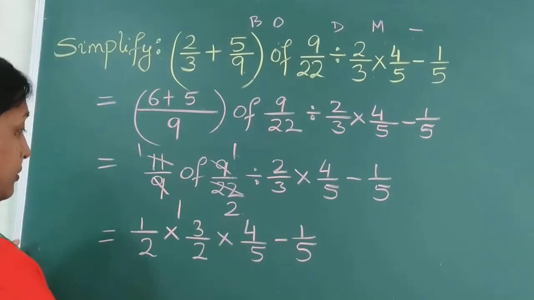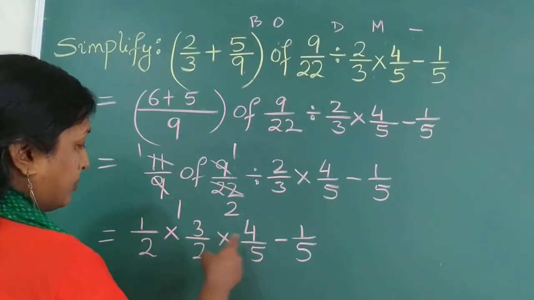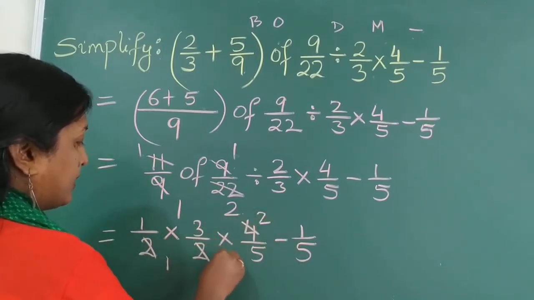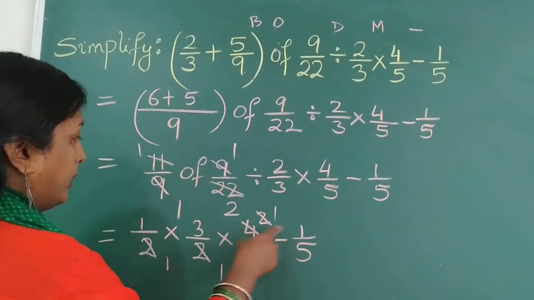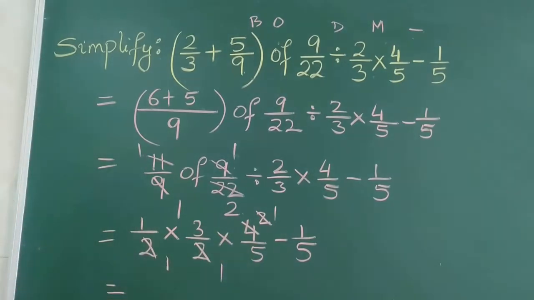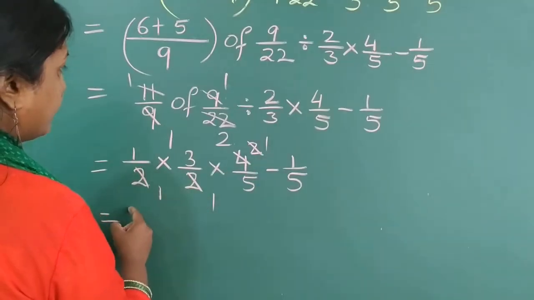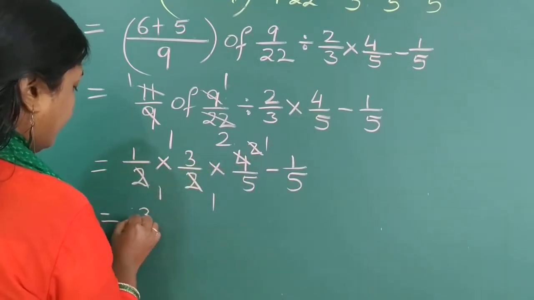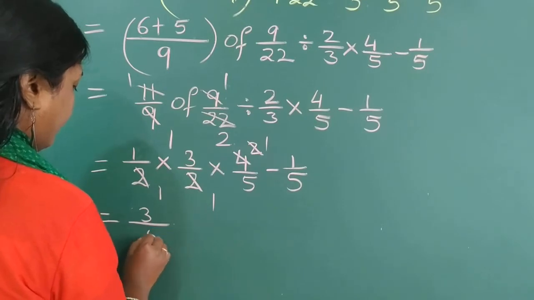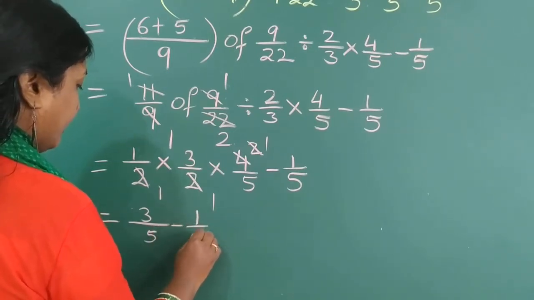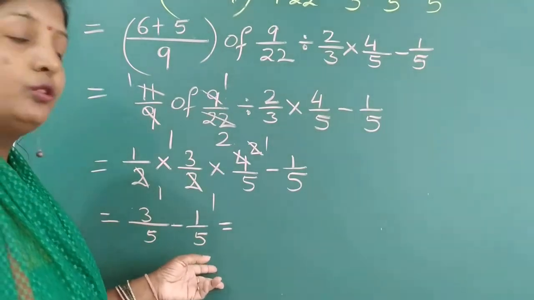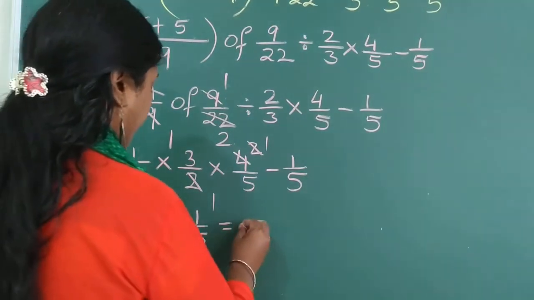So next, go for the cancellations. We get 2 ones are 2, 2 twos are 2, 2 ones are 2. So we get, as you can see here, 1, 3 and 1. We get 3 by 5 minus 1 by 5. After this you don't have to ask what to do first. You know you have to do this itself first.